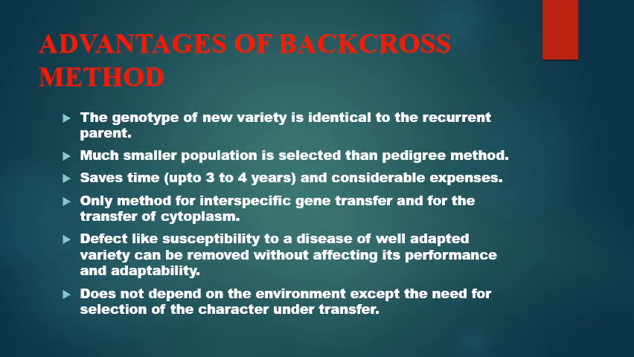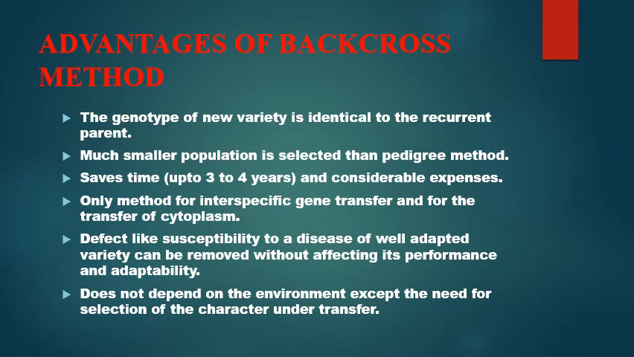Advantages of backcross method. The genotype of the new variety is nearly identical with that of the recurrent parent except for the genes that are transferred. So the outcome of this program is known beforehand, so it is very helpful to reproduce at any time in future. Next, only a smaller population is needed than the pedigree method. It is not necessary to test the variety developed by the backcross method in extensive yield trials since the performance of the recurrent parent is already known. So it saves nearly 3 to 5 years and also reduces the expenses.